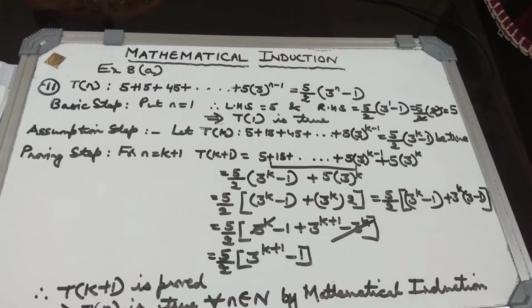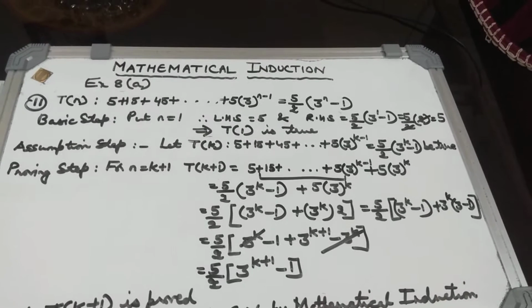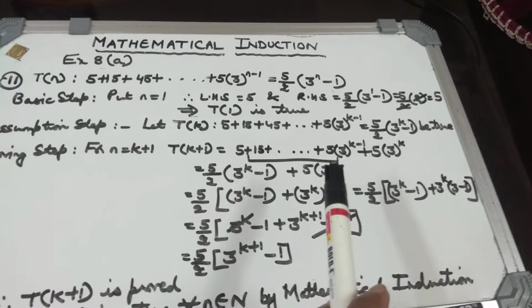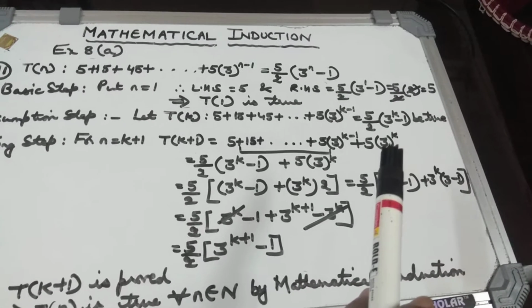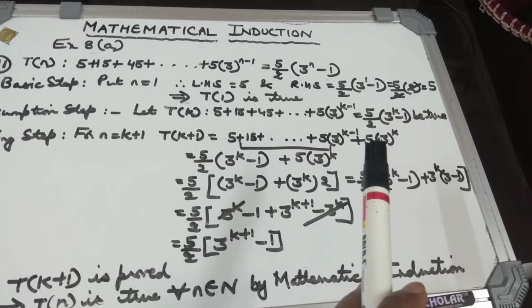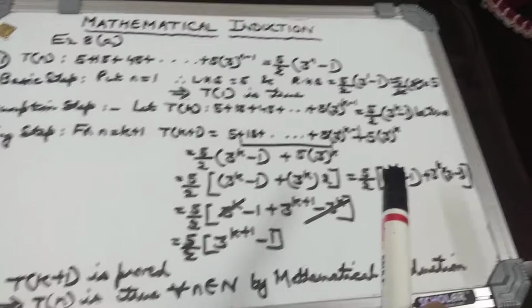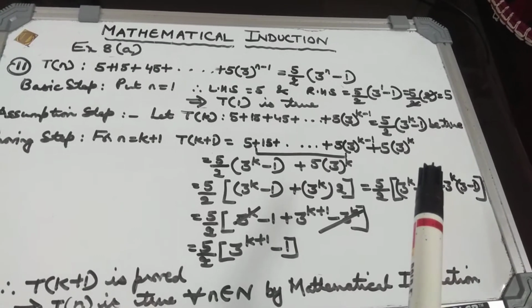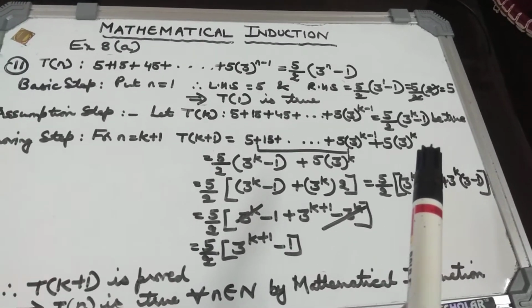Now for n equals k plus 1, T of k plus 1 left hand side is 5 plus 15 plus 5 into 3 to the power k minus 1. Up to the kth term we all know. Now the k plus 1th term, if you have to write, you have to replace n by k plus 1, and when you replace, k plus 1 minus 1, the plus 1 and minus 1 get cancelled and you are getting 5 into 3 to the power k. I hope this last term is very clear to you.